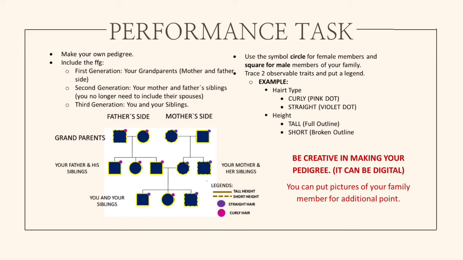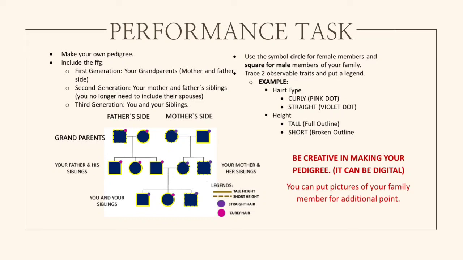Okay? So, ayun nga, lagi na lang natin tatandaan yung symbol na to. Pag circle, that is female. For square, that is male. Circle, shaded is affected female. Square, shaded is affected male. Okay? So, aside from that, meron pa tayong iba't ibang mga symbol. Check nyo na lang doon sa previous slide. Okay? So, for the example, ito yung mga ilalagay nyo dito sa inyong pedigree.